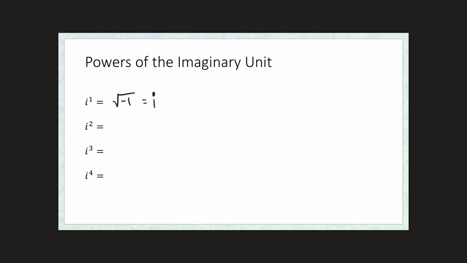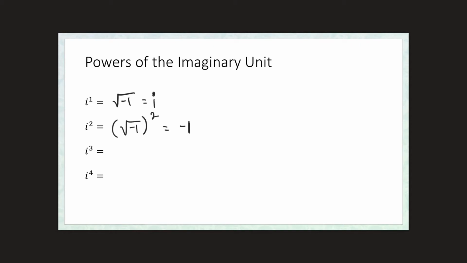Nothing incredible just happened there. But now let's look at i squared. i squared is the square root of negative 1 squared. And this is just fantastic because the opposite of taking a root is squaring something. So the square root of negative 1 squared is just negative 1. So if you have an imaginary number and somehow you can square that imaginary number, you will end up with a non-imaginary number. You will end up with a real number. Negative 1 is a real number. So the key to turning imaginary numbers into real numbers is squaring them.